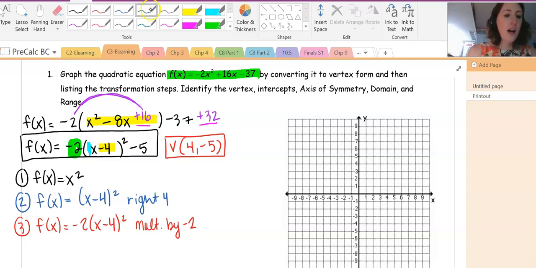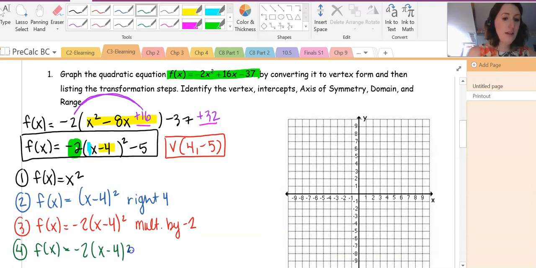And then our final graph transformation is that -5. So now we'll write the whole thing, and we know that that's down 5.